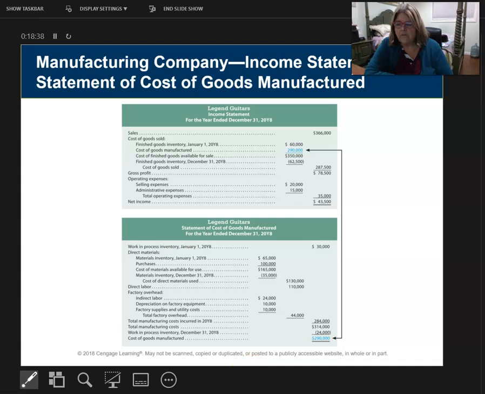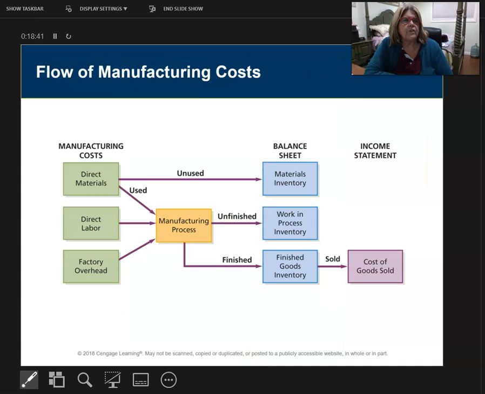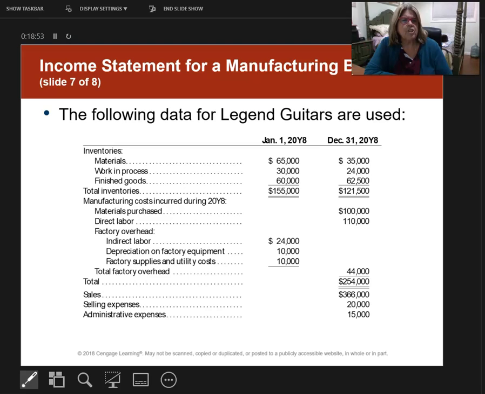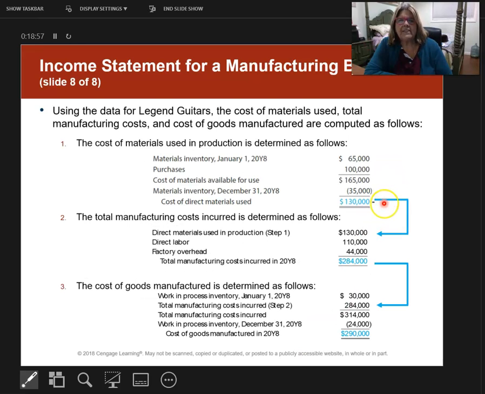And if I really want to confuse you, the very last chart is a wonderful little flow chart that looks like this. How things go. Actually, I only have 2 more slides. So here is the data for our Legends guitar. I'm going to take this data and plug it in here. This is the cost of materials used in production, manufacturing costs, and cost of goods manufactured. So that concludes chapter 1 or 15, depending on which edition book you're using, lecture videos. Thank you.